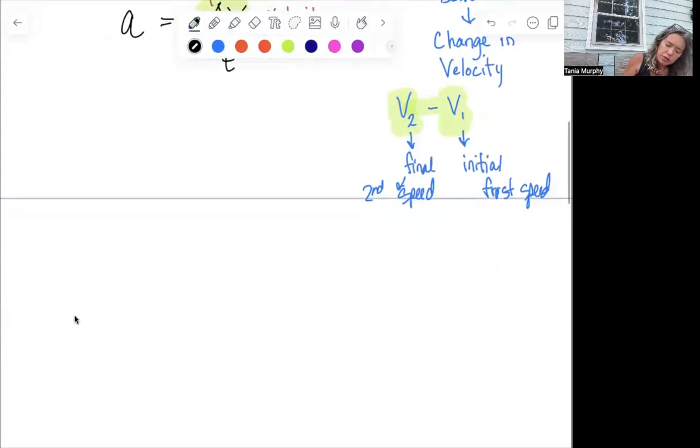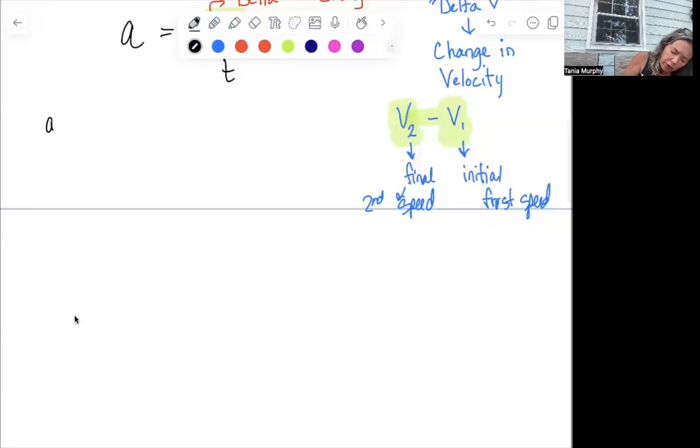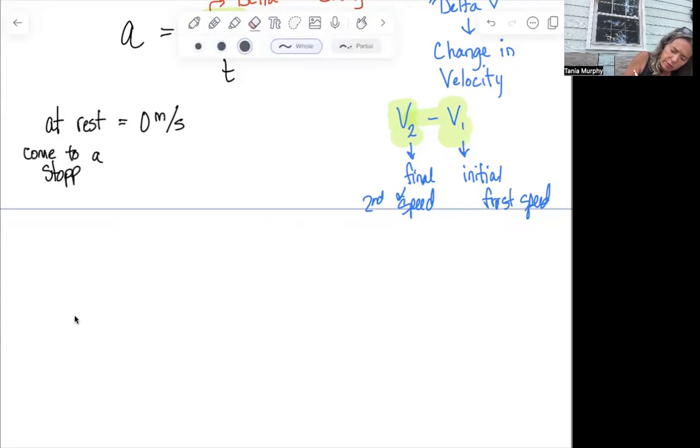Now, let's just look at an example. And recall, if you are at rest, then your speed is 0 meters per second. If you are stopped or come to a stop, then your speed is 0 meters per second.